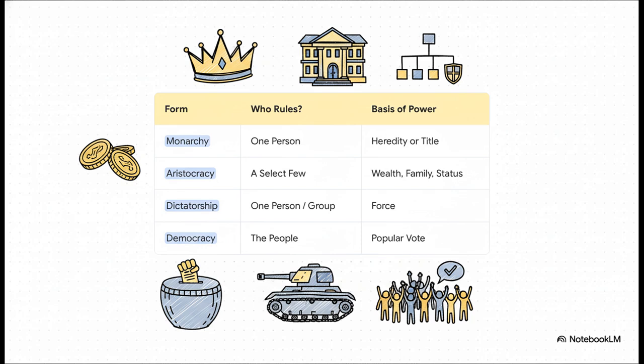Monarchy, one person rules based on their title. Aristocracy, a small group rules based on their status. Dictatorship, one person or group rules because they took power by force. And finally, democracy, the people rule through their vote. It's a really simple way to see who's calling the shots.